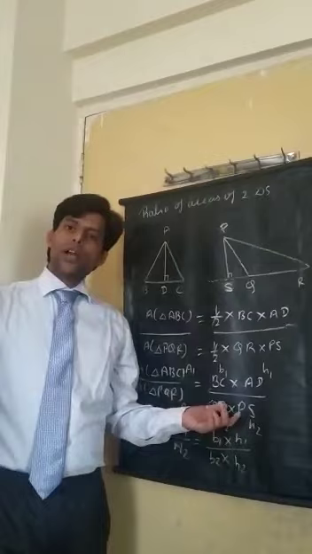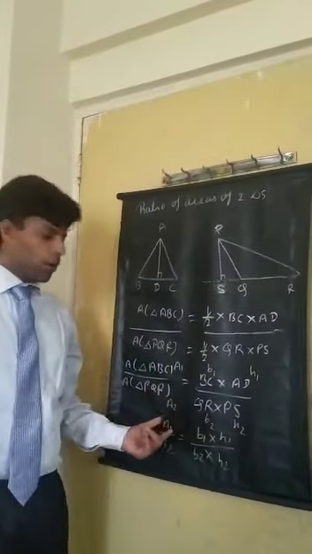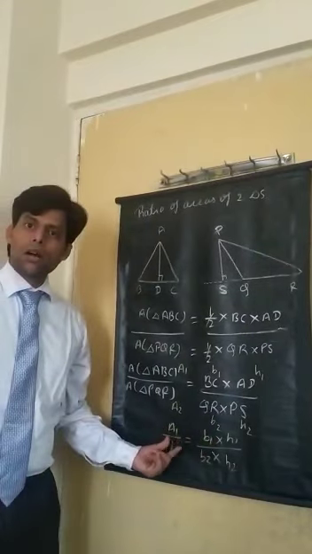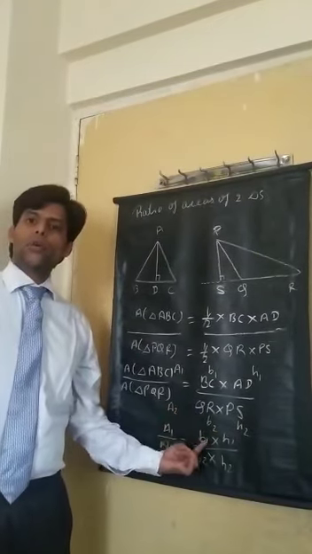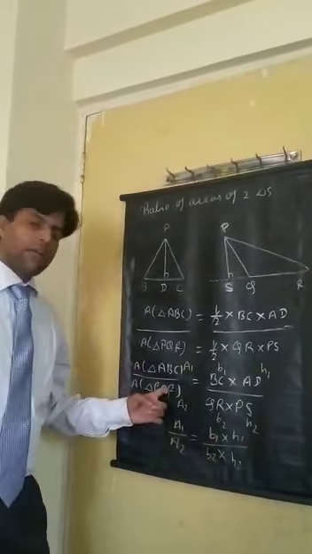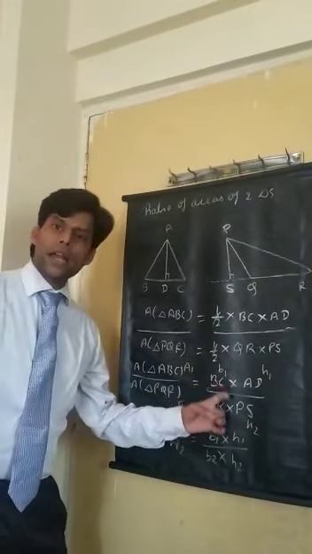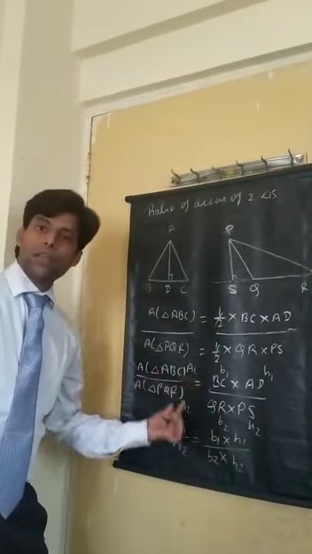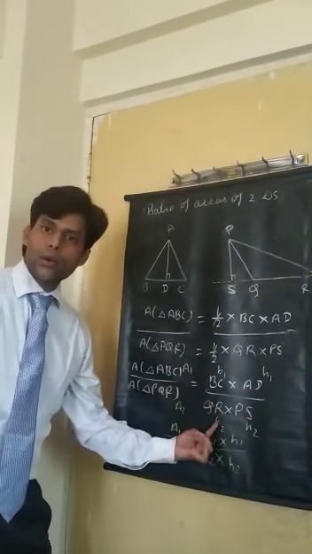So every time we are asked what A1 upon A2 is, the simple way to say it is that A1 upon A2 is nothing but B1 into H1 upon B2 into H2. One more time. What is A1 upon A2? Yes, it's B1 into H1 upon B2 into H2.